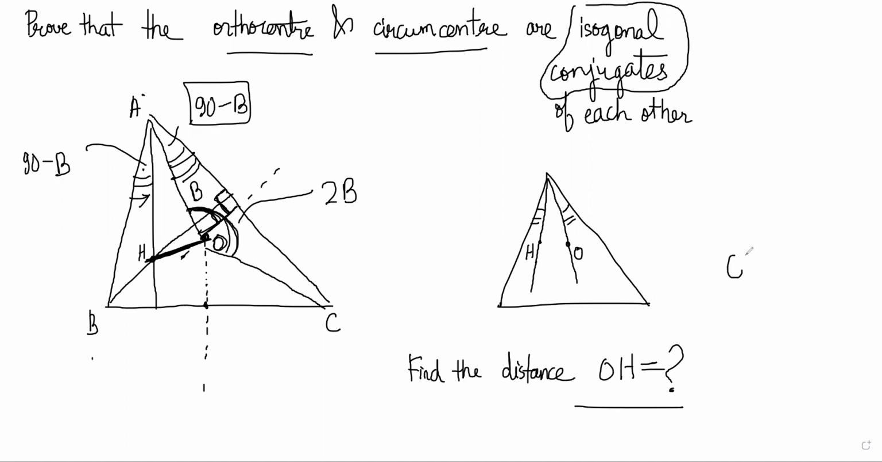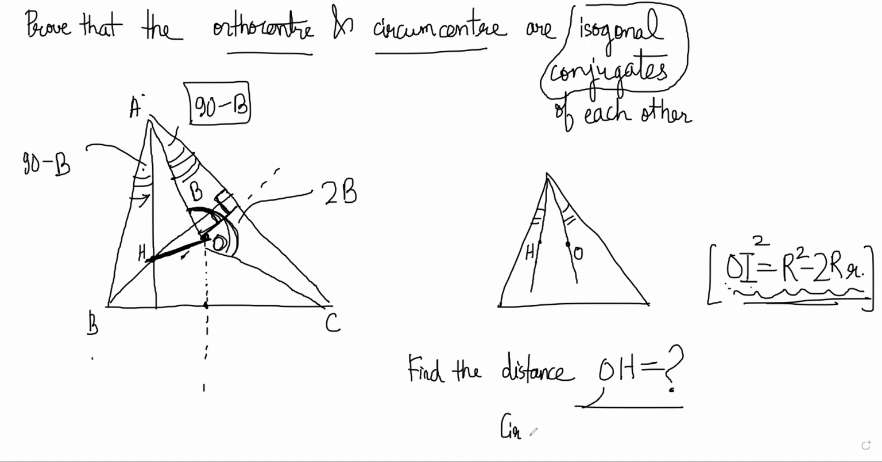No, that is OI: orthocenter, circumcenter, incenter. You remember this, right? This is what I think you are saying: the orthocenter to incenter, circumcenter to incenter distance. What we need is circumcenter to orthocenter. Don't try to memorize these things. The point is, can you understand?